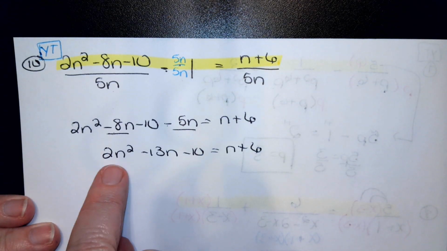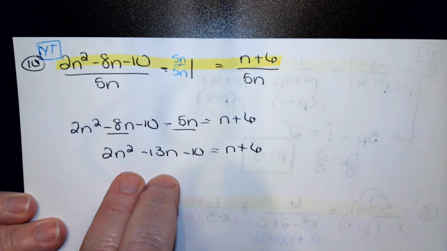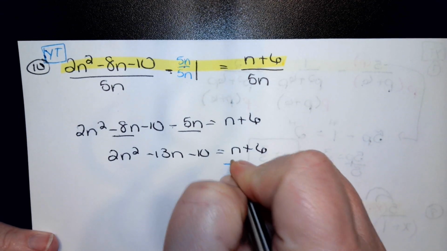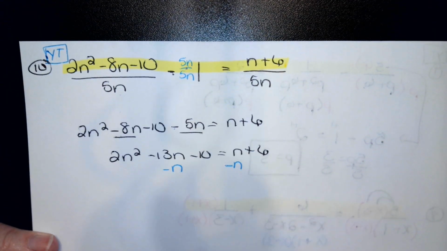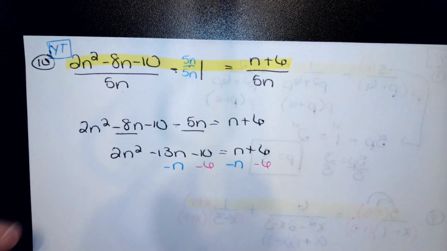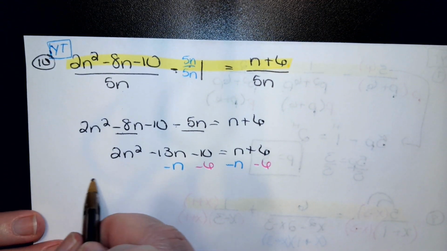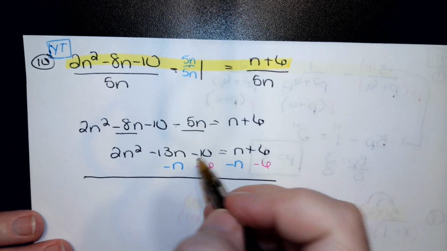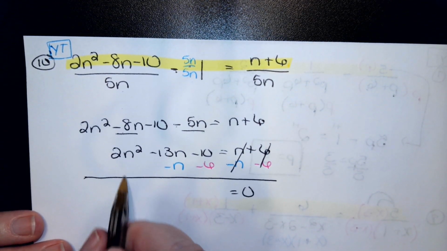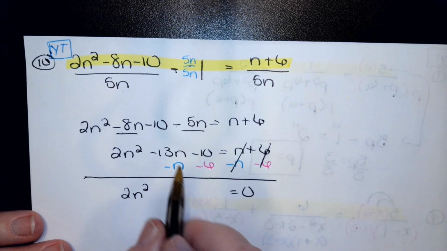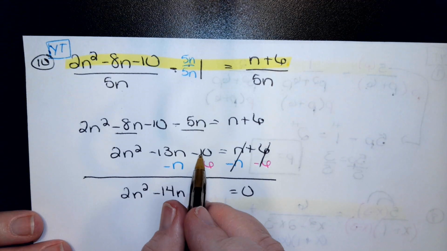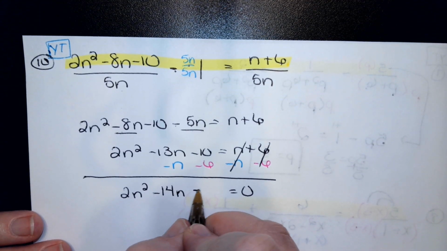Now, since this is a quadratic, we want to bring everything to one side and set it equal to 0. So I'm going to subtract n from both sides, and I'm going to subtract 6 from both sides. These cancel out, and over here on the right side, I get 0. Bring my 2n squared down. Negative 13 minus 1 is negative 14. Negative 10 minus 6 is negative 16.